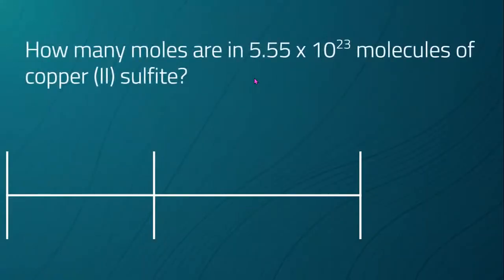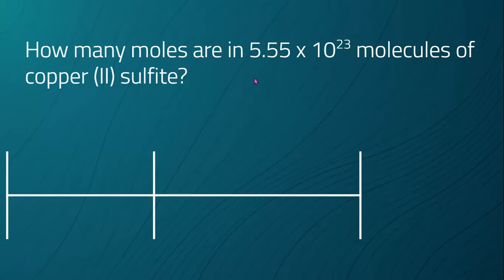One more problem. How many moles are in 5.55 times 10 to the 23rd molecules of copper 2 sulfite? Copper 2 means that is Cu with a +2 oxidation number. Sulfite is SO3 with a -2. Those are equal and opposite, so they cancel out, leaving us with CuSO3.